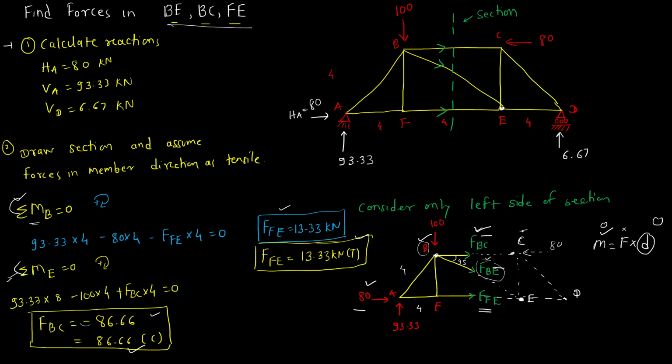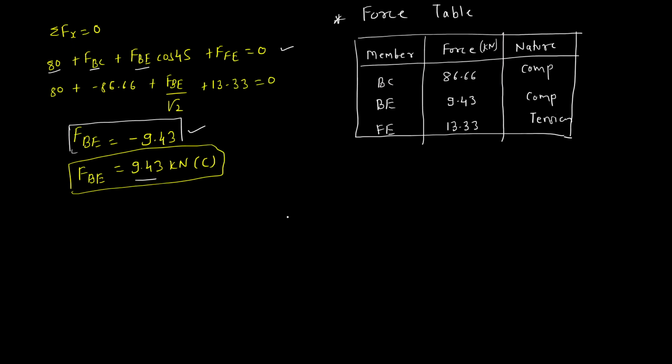What about point F? How many forces are passing among these 3? Only one force is passing, so we will not take moment about point F. What about point E? Yes, about point E you can see BE is passing and FE is also passing, so we will take point E. So these 2 equations we have got, sigma MB and sigma ME, and at last we will use sigma Fx is equal to 0 to find out the last force in the member.